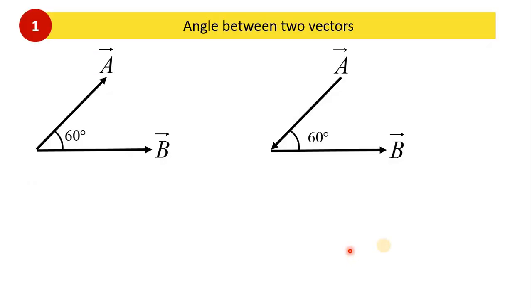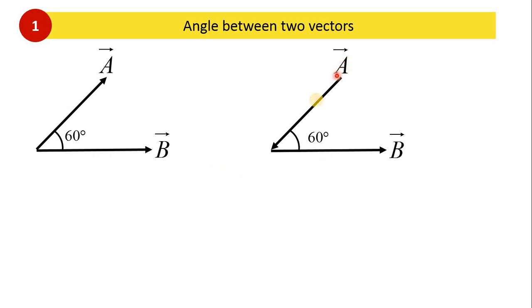First one, angle between two vectors. From the first figure, it is very easy to understand that the angle between two vectors is, say here, a 60-degree angle, as you can see. So this is vector A and vector B, and the angle contained between them is 60 degrees. So we can say, okay, in this figure the angle between the vectors A and B is 60 degrees.